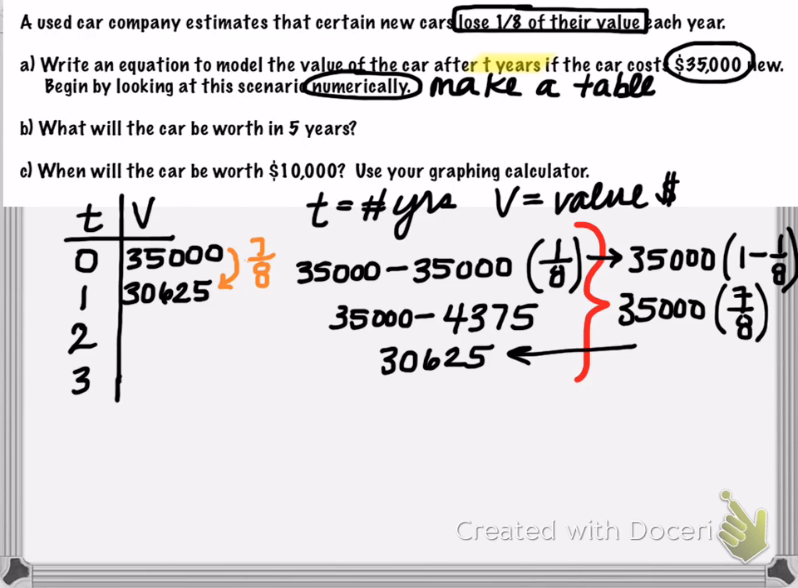Sorry, having trouble writing that multiplication symbol. There we go. Okay, multiply by 7/8. That's going to be our multiplier.